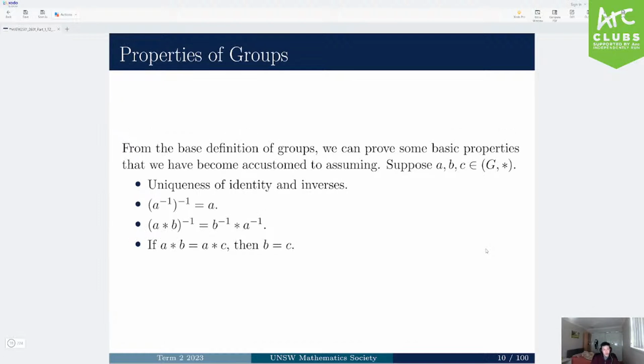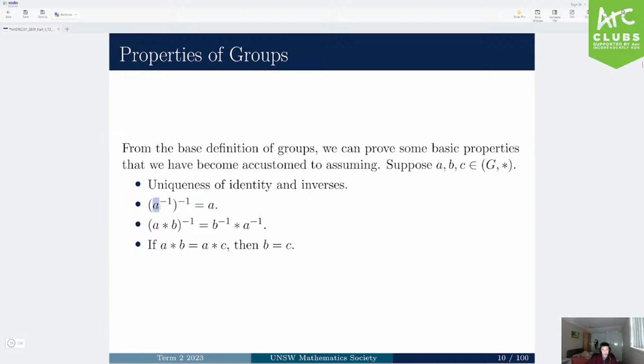Now, some useful properties of groups that can be proved from the definition of the groups. Well, suppose that we have any arbitrary elements A, B, and C in the group with binary operation star. Well, the first thing is that the identity and the inverses of each element are going to be unique. Right? So that means we can only ever have one identity element and one inverse for every element in the group.